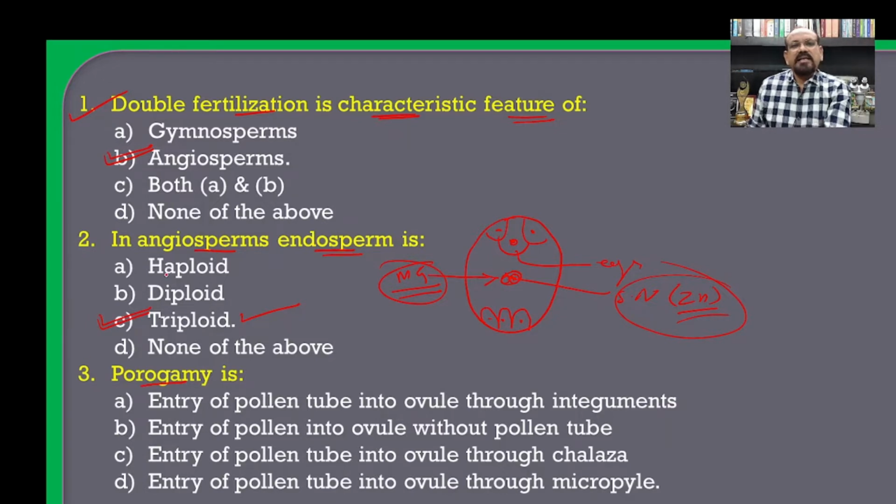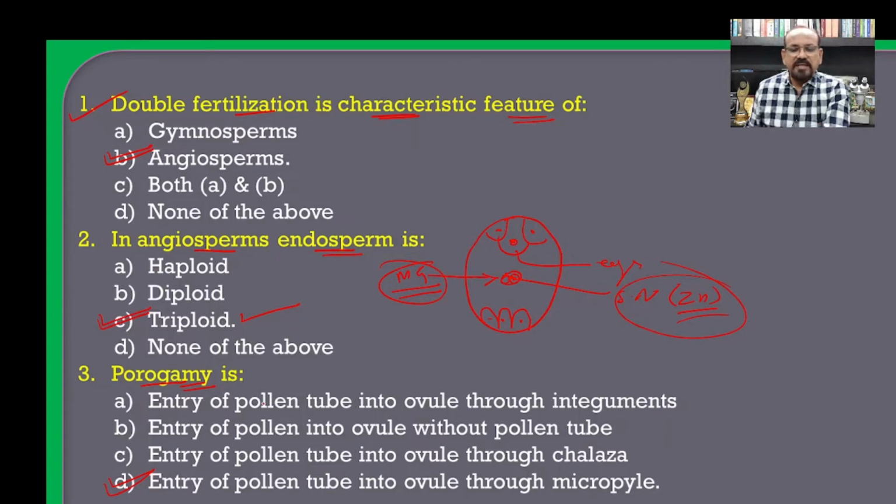Then porogamy. If you see the entry of the pollen tube inside the ovule, it is carried out in different ways, from the micropyle, from the integuments and from the chalaza, and on the basis of that there are different types, that is porogamy, mesogamy and chalazogamy. When we are talking about porogamy, it means the entry of the pollen tube from the micropyle, and hence here D becomes the correct answer for this question.